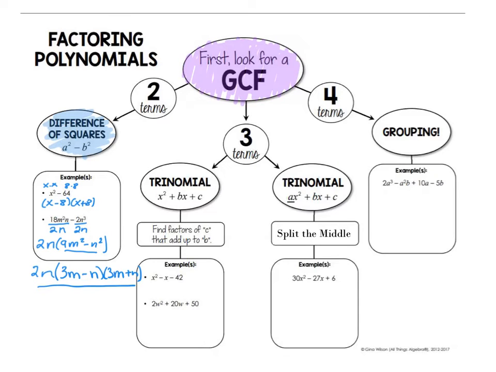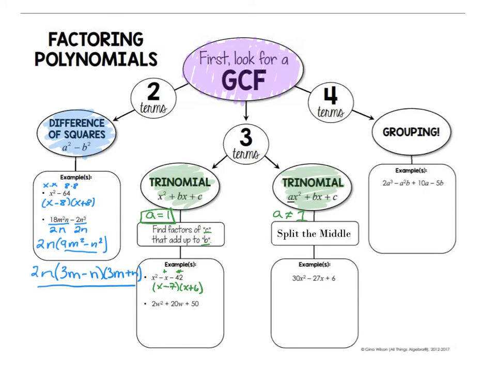Now, the next option would be if we have three terms, we're going to have a trinomial. And we have two different types of trinomials: a trinomial where a is equal to 1 and a trinomial where a is not equal to 1. When a is equal to 1, we're going to factor by thinking about factors of c that add to b. So I need to find two numbers that multiply to negative 42 but add to negative 1. So that would be negative 7 and positive 6.